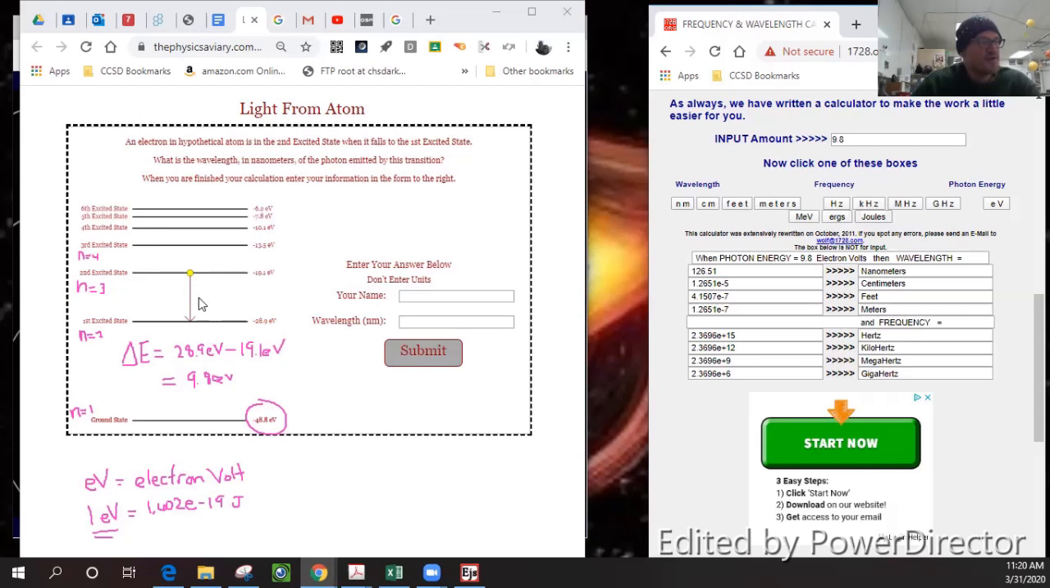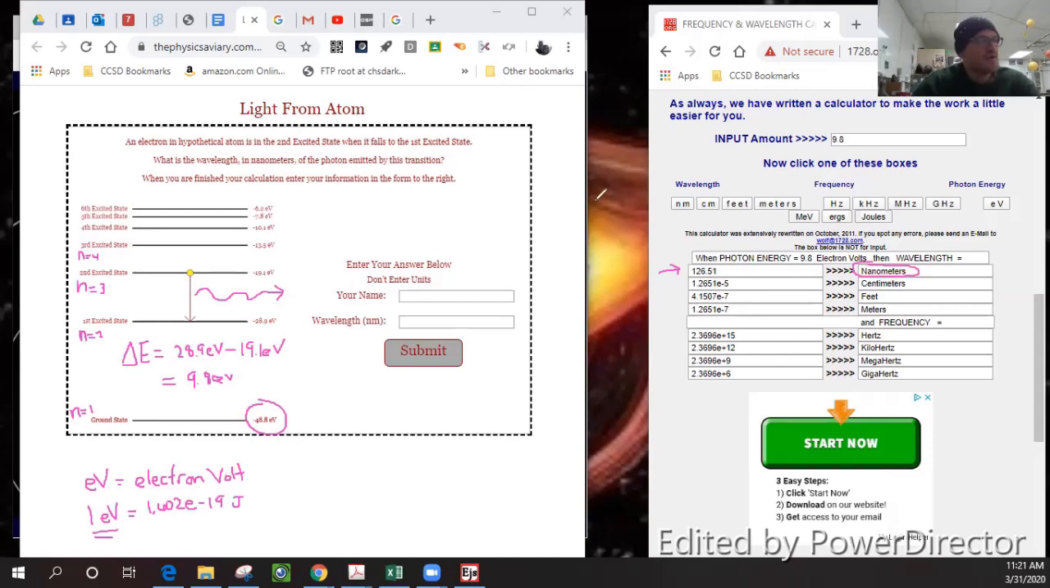As it drops from here to here, there's a photon given off. What's the wavelength? Let's make sure we understand what's going on. An electron goes from here to here and gives off a photon. What's the wavelength of this photon? I look over here and it says in nanometers, and this is 126.51. Let me look here again, because it's in nanometers and it's 126.51.